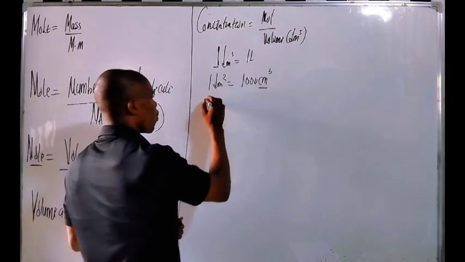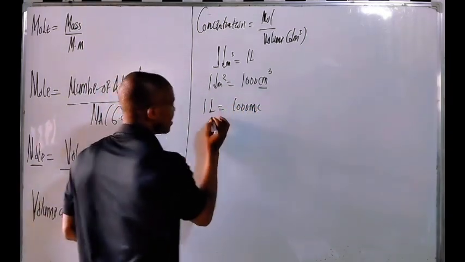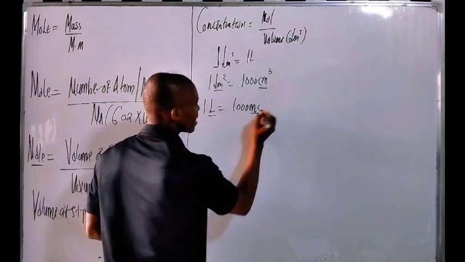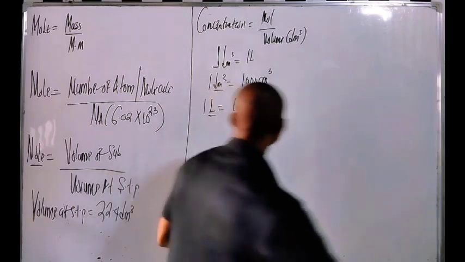Because say 1 liter equals what? 1000 what? Milliliters. Now, liter and dm cube are the same. Milliliter and cm cube are the same. These are things you need to pay close attention to.